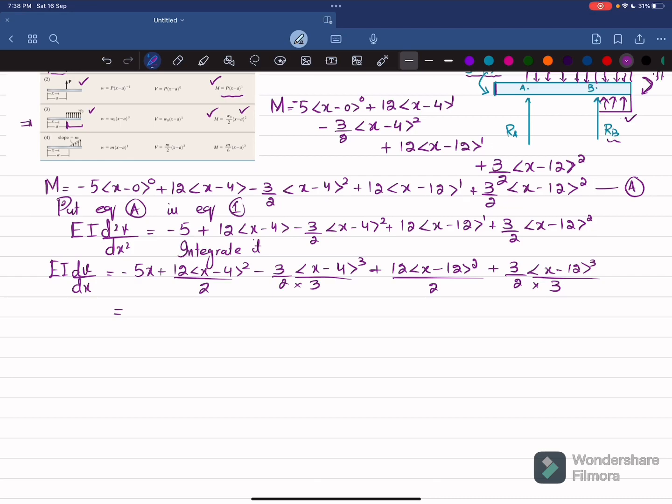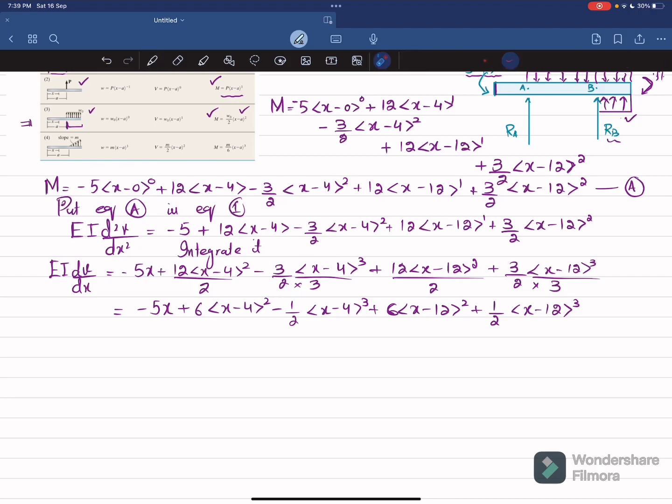So simplify it, we will get minus 5x plus 6 into x minus 4 whole square minus 1 over 2 into x minus 4 whole cube plus 6 into x minus 12 whole square plus 1 over 2 into x minus 12 whole cube. Okay, so while taking the integration of this equation, there will be a constant of integration as well, that will be C1.